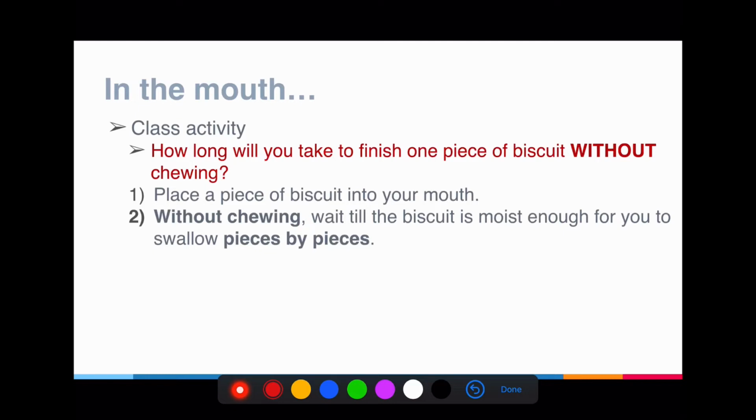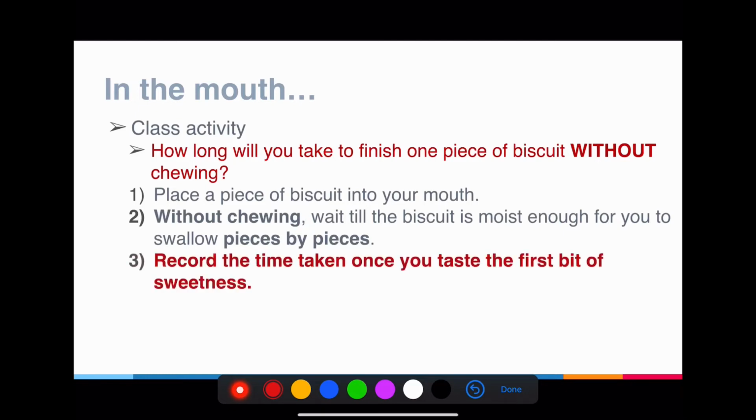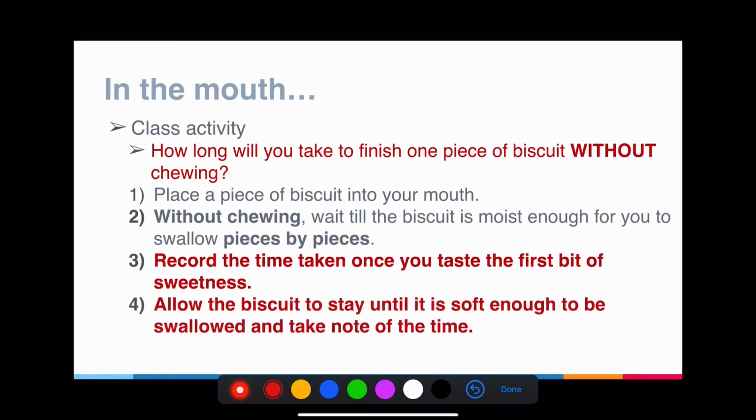Eventually, when it's soft enough, you can just swallow it in. And if you're doing it right, at the same time, record the time that's taken before you taste the first bit of sweetness. Now, why do I say that? Because at the start, the biscuit won't have any taste. But once you put it in your mouth long enough, you realize that a certain sweetness will start to emerge out from the food. And of course, a lot of food will stay inside until it's soft enough to be swallowed. And just take note of how much time it took. But remember, all these things must happen without chewing at all. So just let the biscuit slowly get moist enough and allow you to swallow it in.